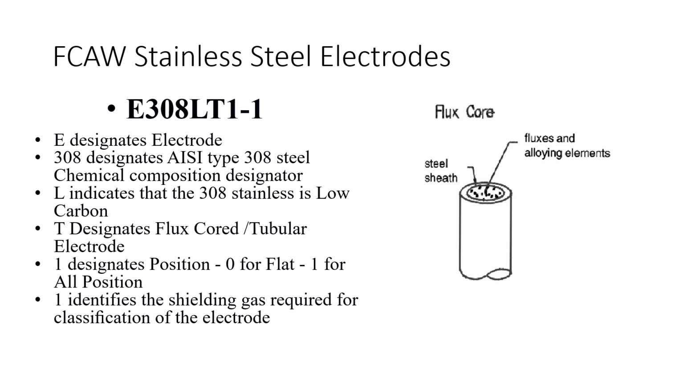So flux-cored arc welding stainless steel electrodes. So this one, we don't have a tensile strength in it. You'll notice that it's E308. So that means it is an electrode. It is 308 stainless steel. And the L means it is low carbon. The T is it's tubular. And then the 1 tells us the position. So in this one, it's all position. And it identifies the shielding gas requirements.